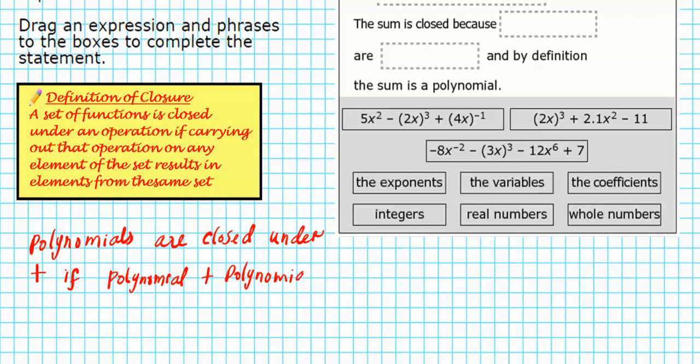Okay, so that's what closure means. You don't end up with something outside the set. Okay, just like when, well, let's just move on.